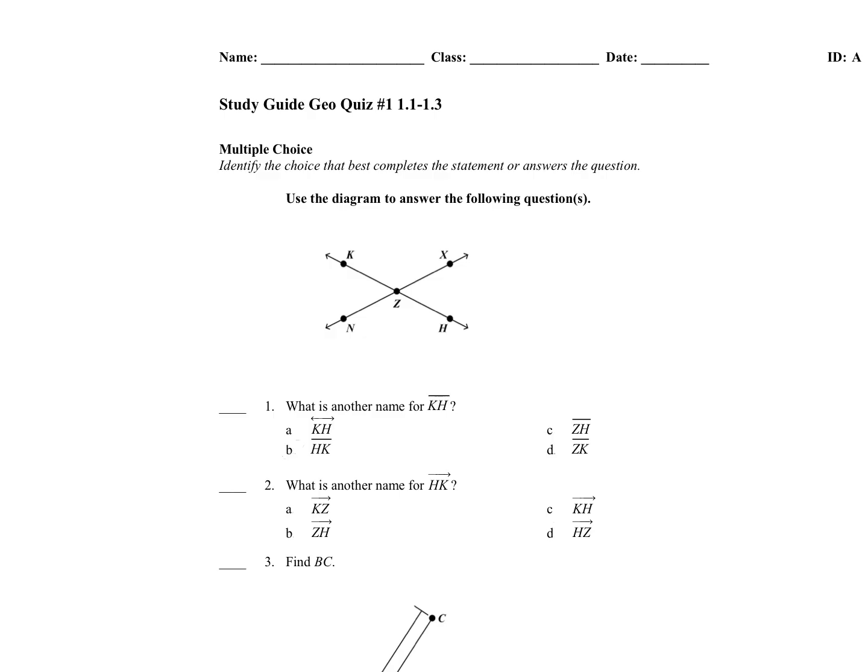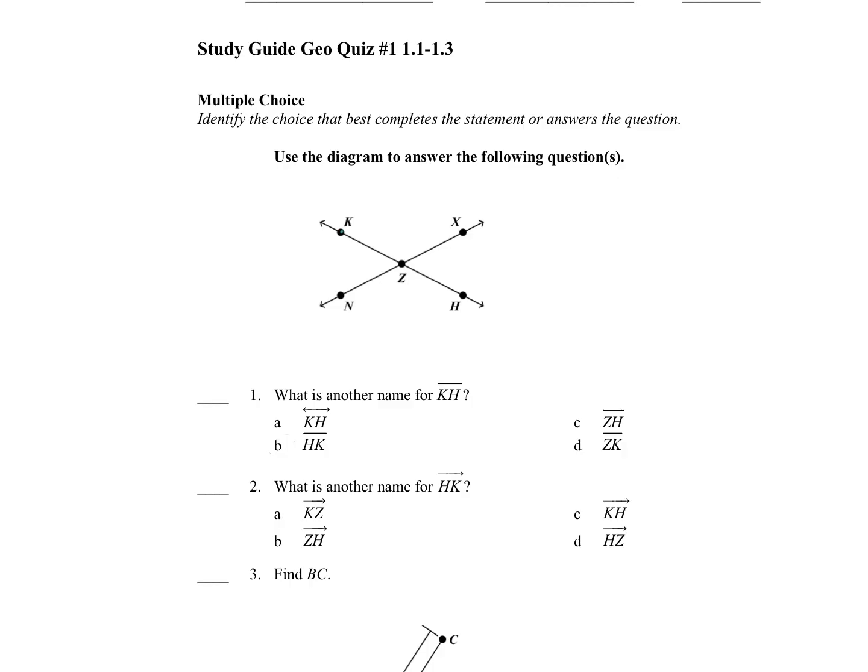So KH is going to be the segment KH, so it goes from here to there. So we want to make sure that it's the exact same segment, so it has to be HK. It can't be the line, that's a line HK. This is a segment, so I want to make sure that because this is a segment, this also has to be a segment. So the first answer is B.